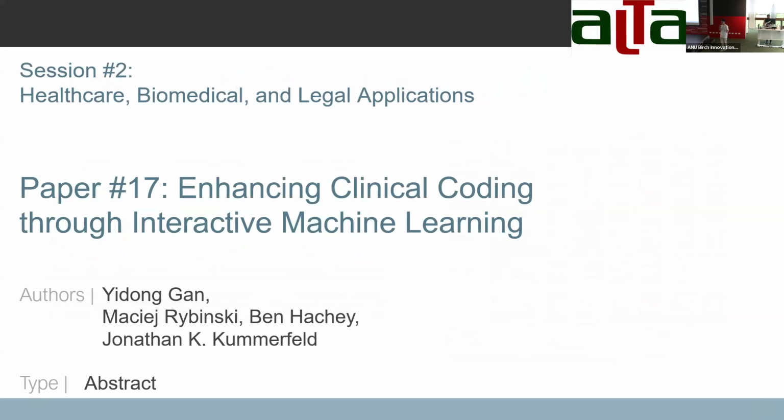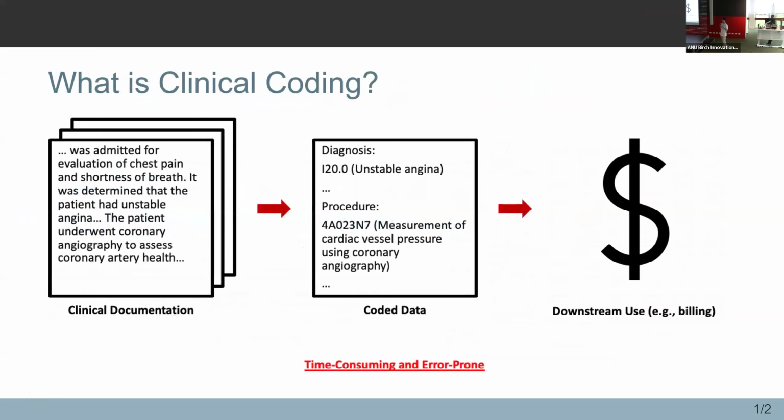Have you ever wondered how hospitals handle millions of documents each year for insurance billing? Well, this is done through a process called clinical coding, where specific codes are assigned to represent diagnoses and procedures. However, labeling comes with a cost, and manual clinical coding is both time-consuming and error-prone.